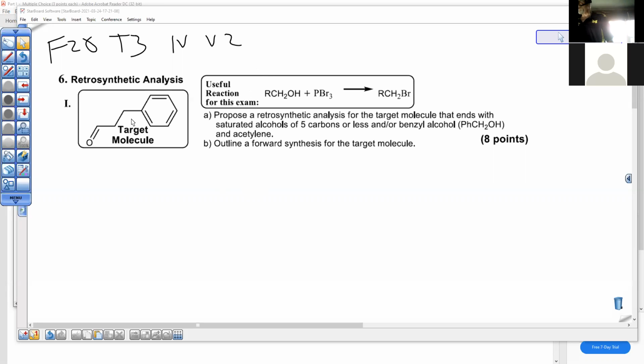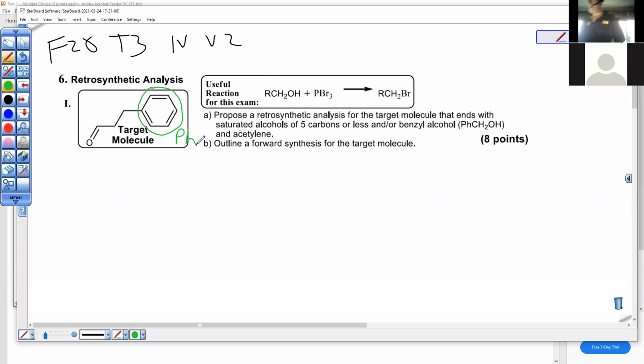We have to know that we're starting with benzyl alcohol that has the phenyl group. And please remember, this is the phenyl group right here, and it's attached to 1, 2, 3 CH2s. So phenyl, CH2. Oh, we got this C covered with our alcohol. Where are these other two C's coming from? They must come from acetylene.